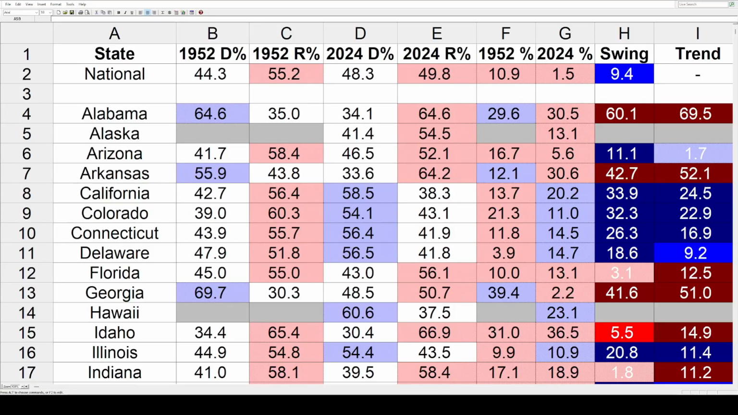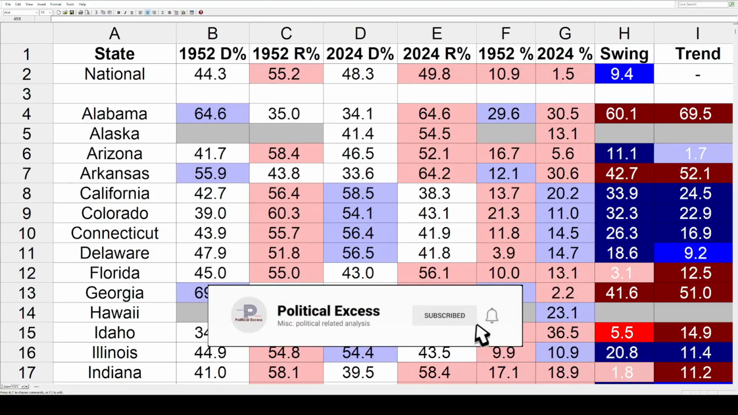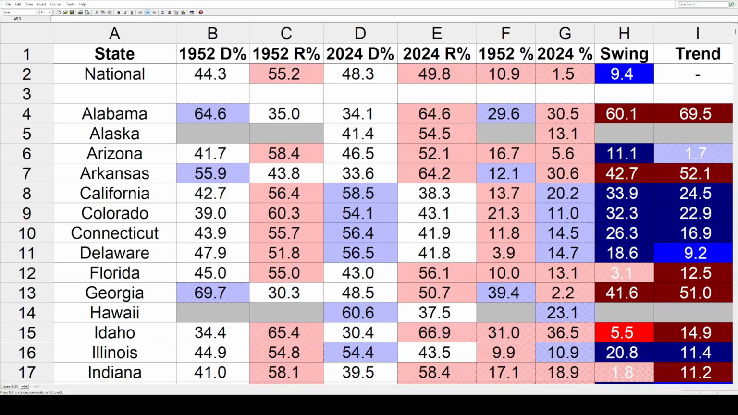How did each state trend between 1952 and 2024? That's what we're going to find out today. Last week, we took a look at the shifts or the swings in each state. Today, we'll compare those swings to the national popular vote swing, and that will get us the trend. If it's confusing, we'll break it all down in just a minute.